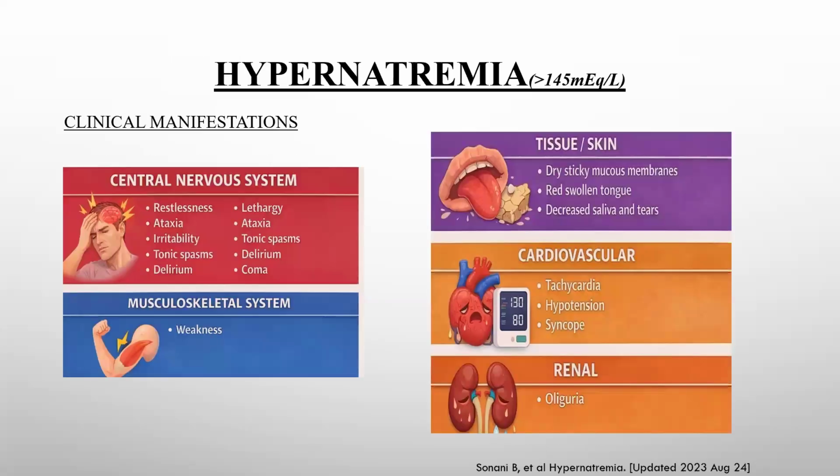Coming to hypernatremia, it is when the sodium level is more than 145 milliequivalents per liter. The manifestations include CNS manifestations like restlessness, ataxia, lethargy, irritability, delirium, coma, and musculoskeletal weakness. There can be dry, sticky mucous membranes, swollen tongue, decreased saliva and tears. Serious symptoms include tachycardia, hypertension, syncope, and renal symptoms like oliguria.